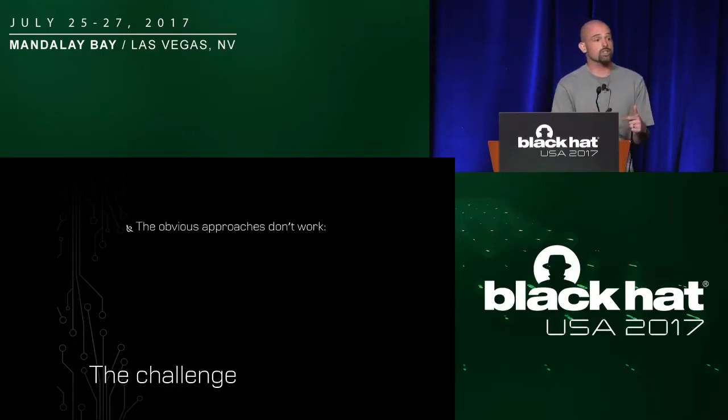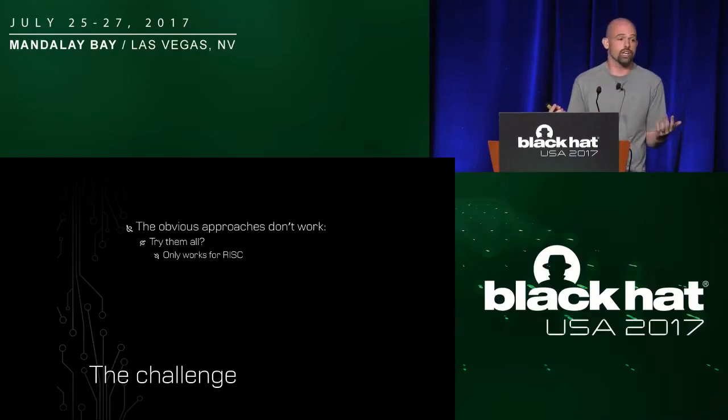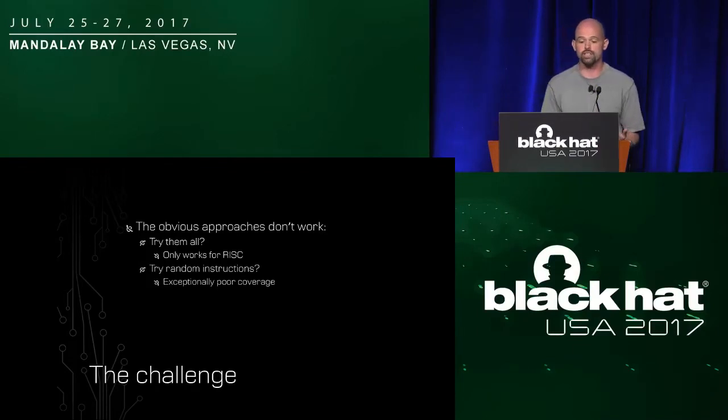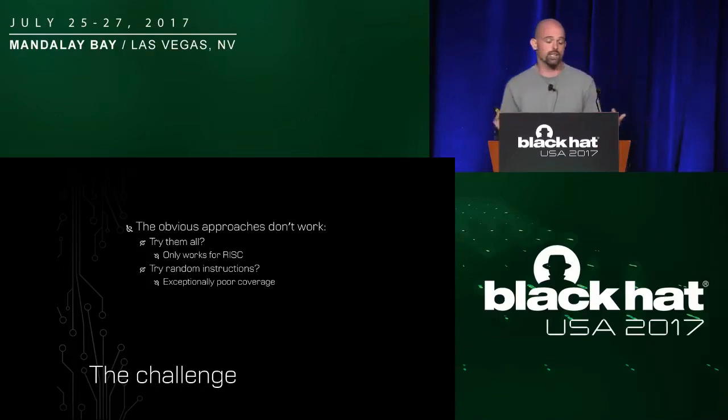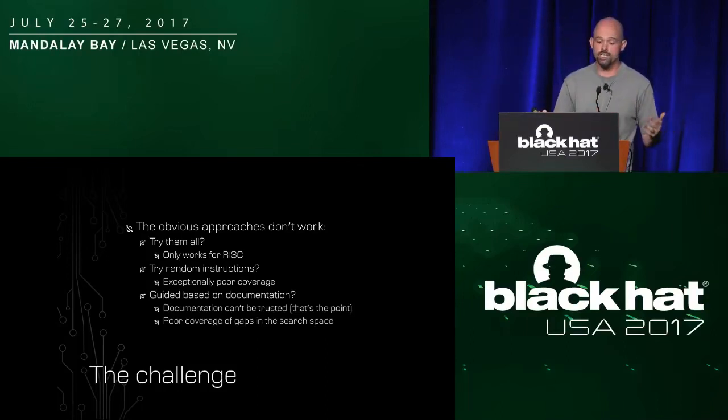Which means that the obvious approaches to trying to search through this instruction set don't really work. You can't just try all the instructions. That might work on a RISC processor. That's not going to work on an x86 processor. You can't really just try random instructions. It's going to give you really, really poor coverage if you just generate random instructions to see how they execute on the processor. So you might think, well, could we guide our fuzzing based on the processor documentation?